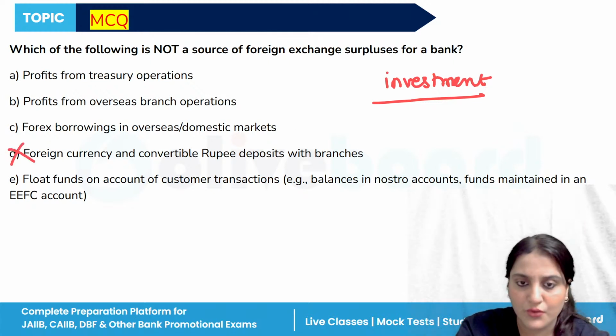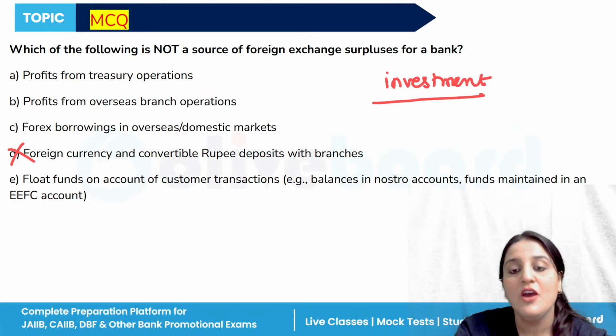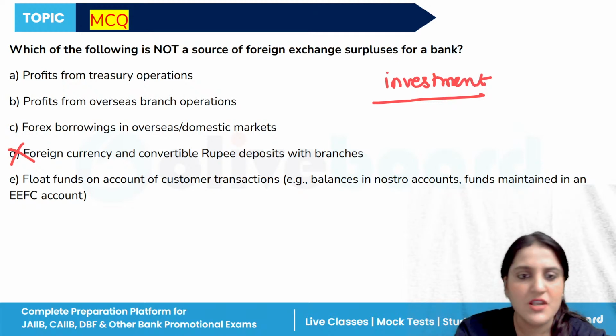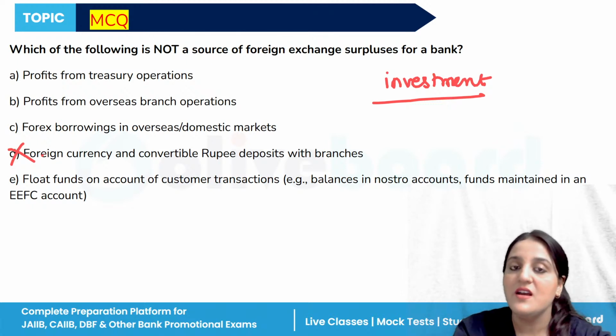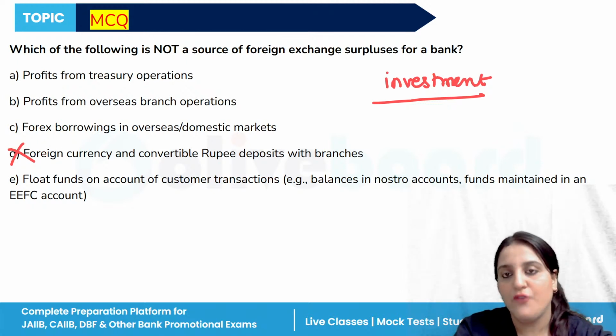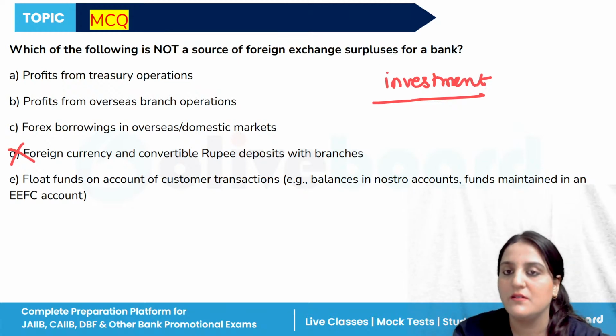So this is not a source, but float funds on the account of customer transactions, balances in the nostro accounts, funds maintained in the EEFC account, these all are correct sources of the foreign exchange surpluses, but this option D is correct here. This is not a source.